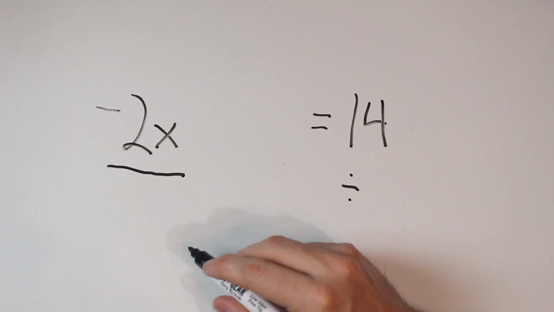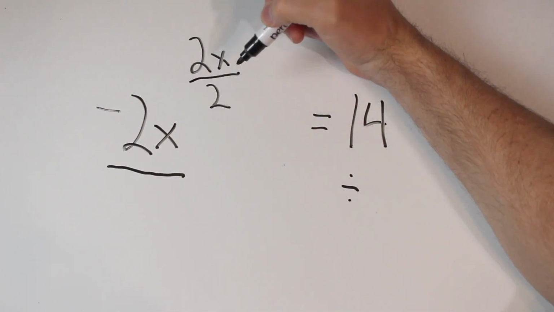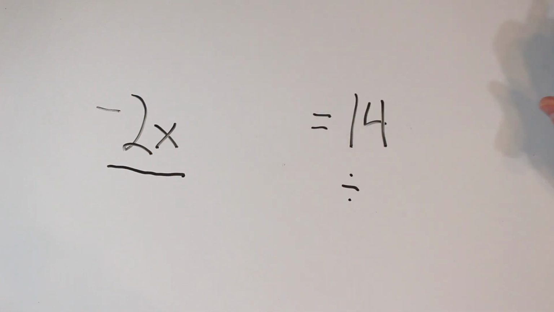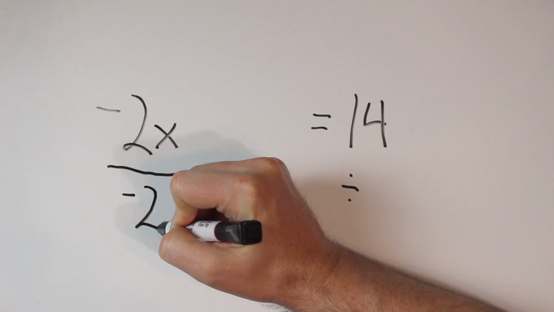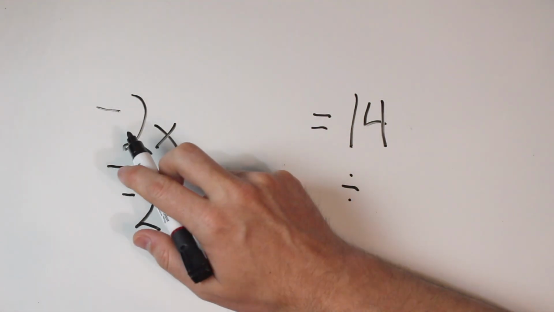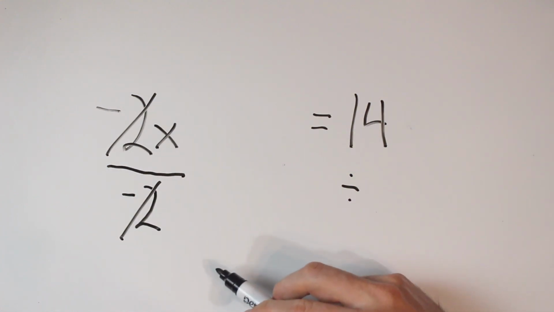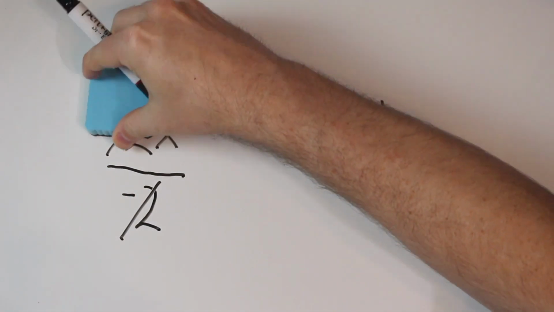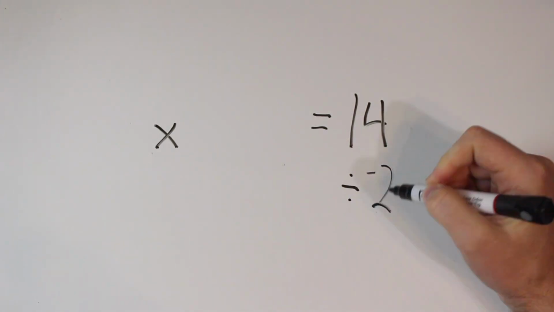Well, when we had 2x in our very first PowerUp problem, we divided by 2. Here, when we have negative 2x, we divide by negative 2. Once again, x times negative 2 divided by negative 2 lets us cancel out those negative 2's, leaving us with x. On the other side, we divide 14 by negative 2.